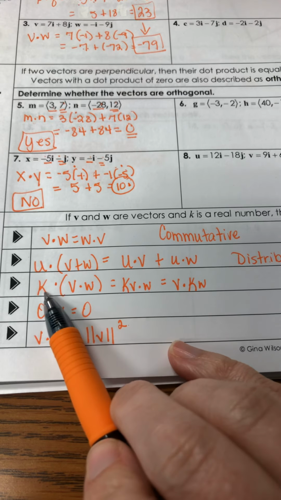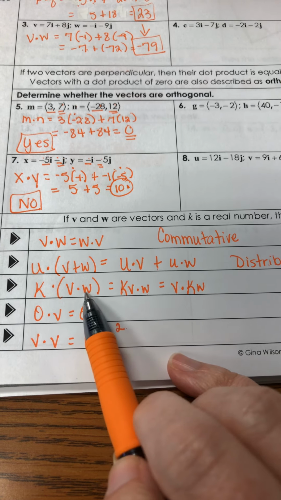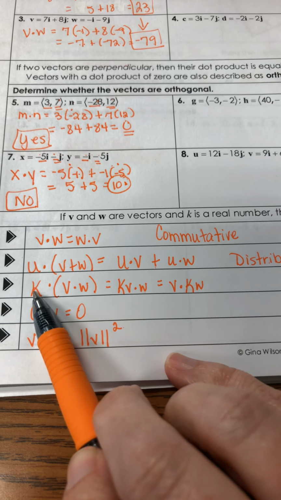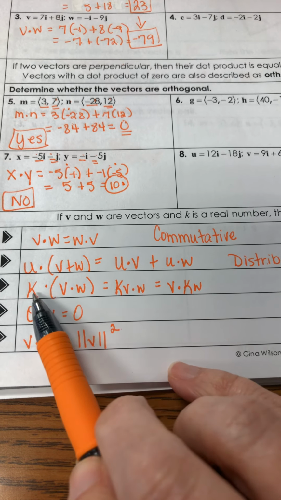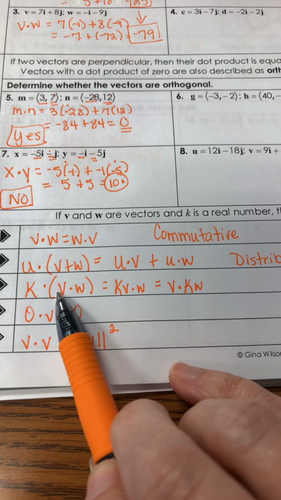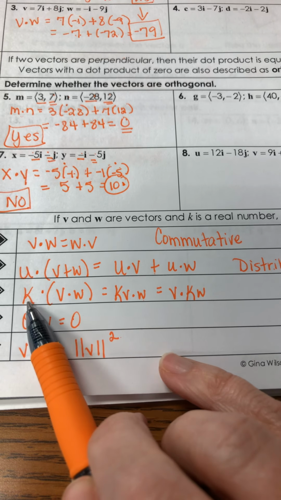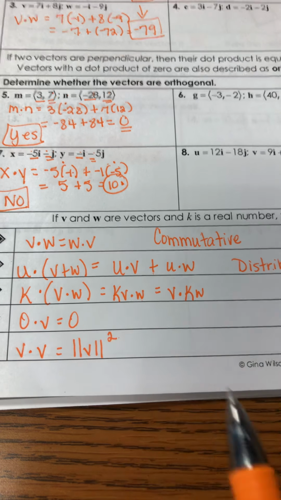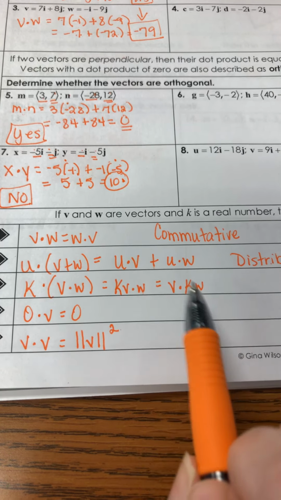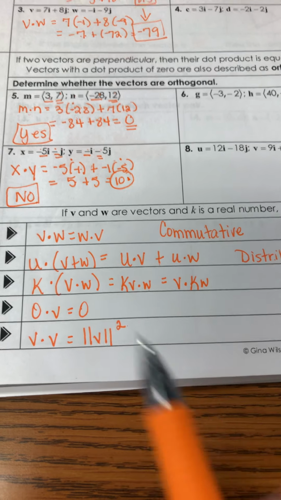Now if k is a scalar and you find the dot product of v and w and then you want to multiply it times k, it's the same thing as finding k times v and then finding the dot product of whatever you get with w, or k times w with vector v. You're going to get the same result. And if you're multiplying times 0, we know that's 0.